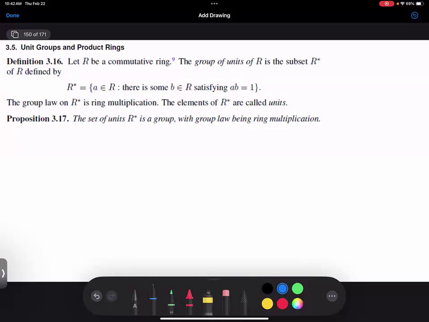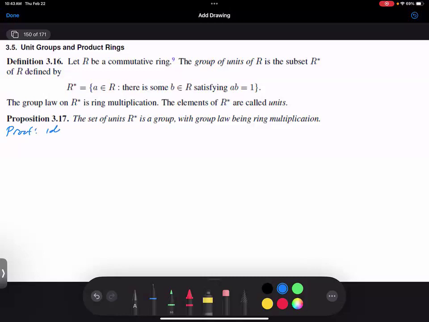So what do we have to do to show something is a group? Identity, what else? Inverses. So we have identity, closure, and associativity. Okay. So proof.